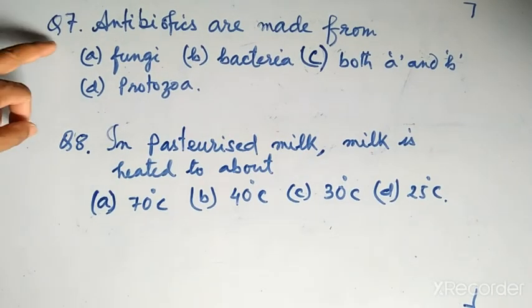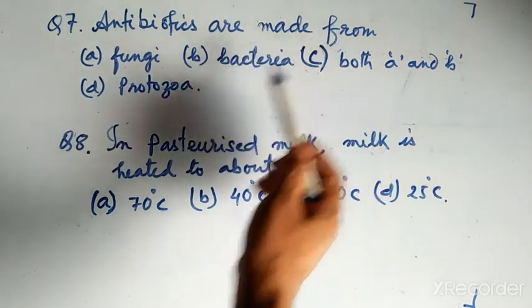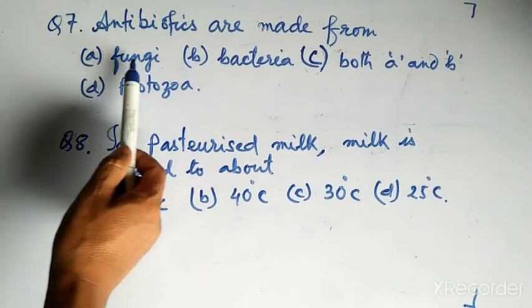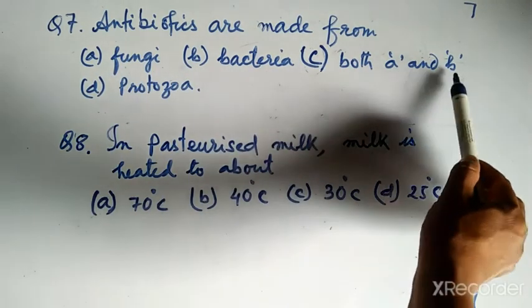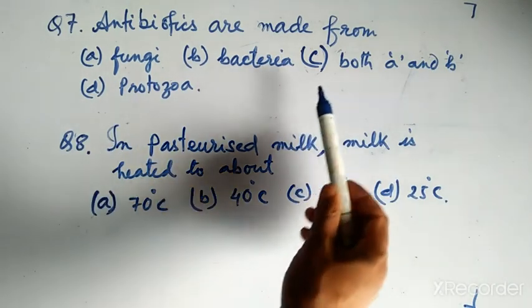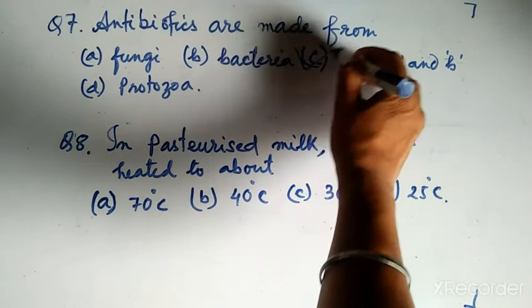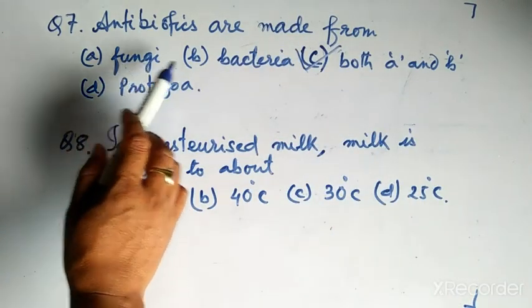Now question number 7. Antibiotics are made from option A, fungi, option B, bacteria, option C, both A and B, option D, protozoa. So the correct option is option C, both A and B. That is, antibiotics are made from fungi and bacteria.